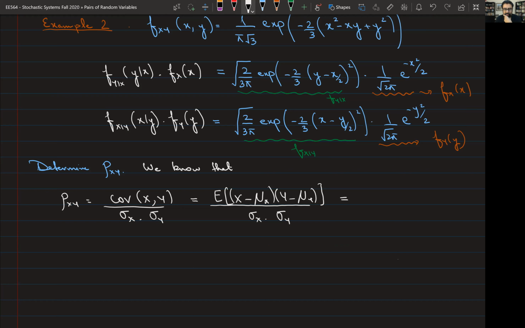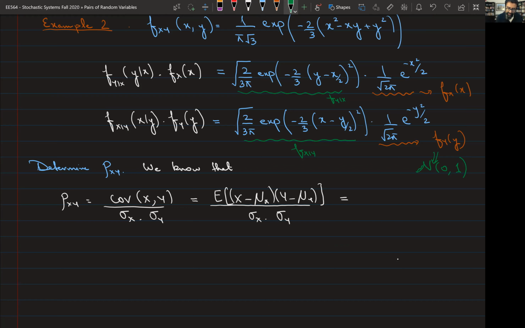So they're standard normal, right? If you look at these expressions, this is a Gaussian distribution with a zero mean and a unity variance. So it's a standard normal distribution. So x is a standard normal random variable and y is a standard normal random variable as well. And the joint PDF is that awkward looking thing up above.